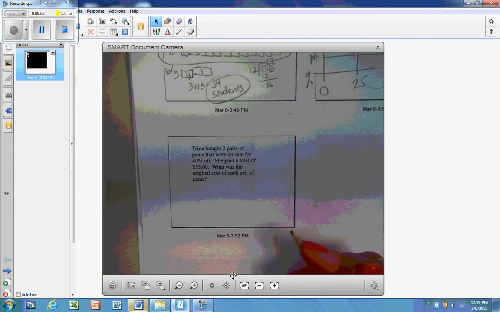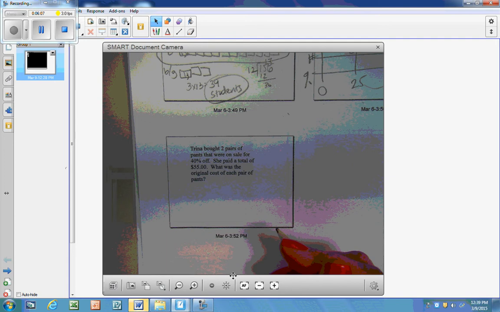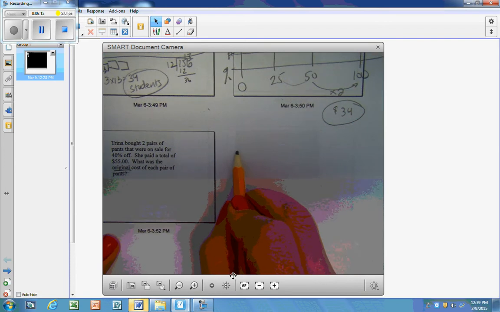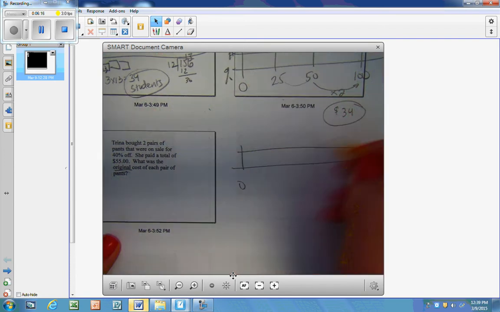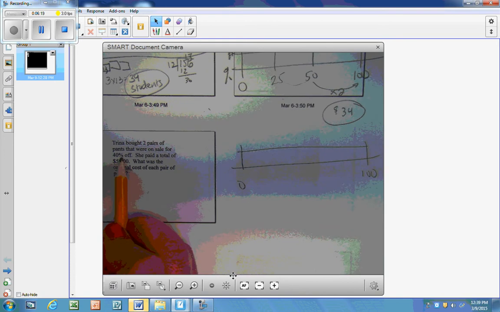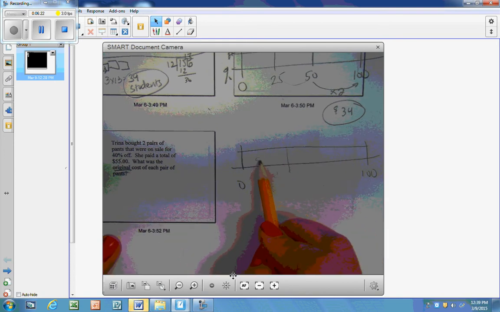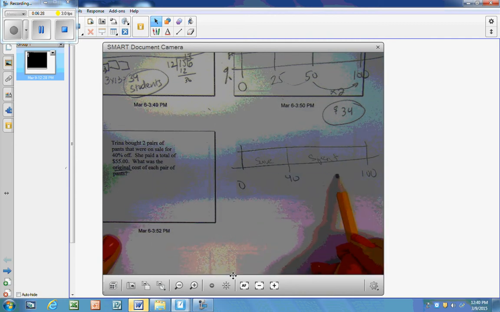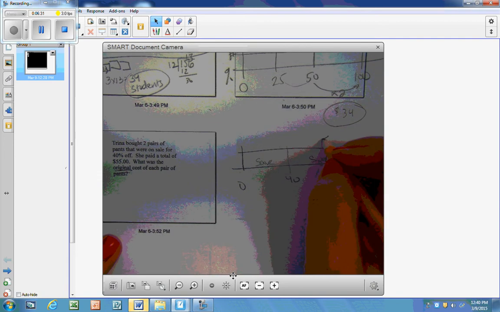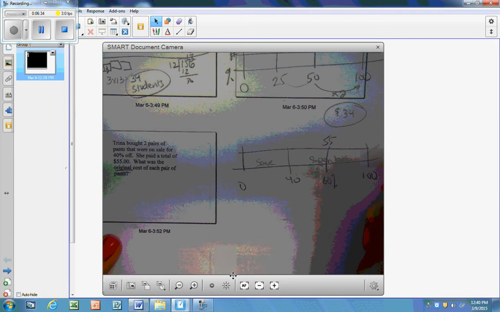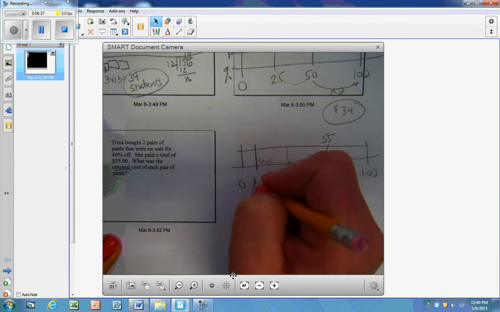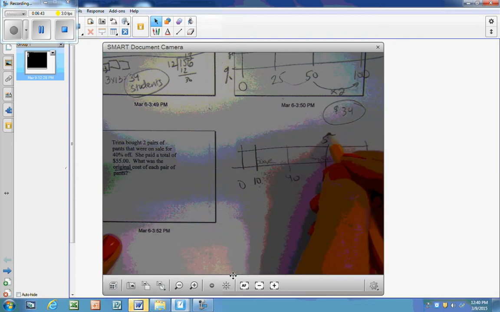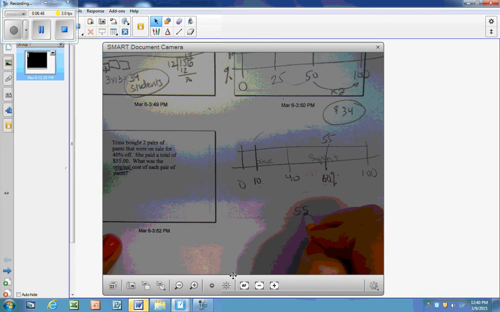All right, and lastly, Trina bought 2 pairs of pants that were on sale for 40% off, and she paid a total of $55. What was the original cost of each pair of pants? This is the one that we've been reviewing. So if I start off with my double number line, what I have to remember is that if it was 40% off, this is what we saved, then this is what was spent. So if this is the 40%, that means we spent 60%. So that $55 is the 60% number, because that's how much I spent. So again, I'm going to break it down, find the 10% number. So 60 divided by 6 would give me 10. So I need to divide this 55 by 6.